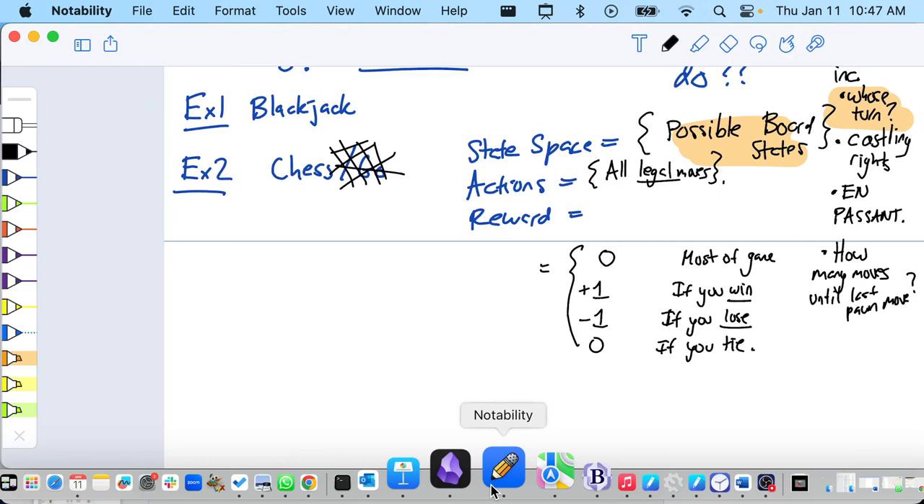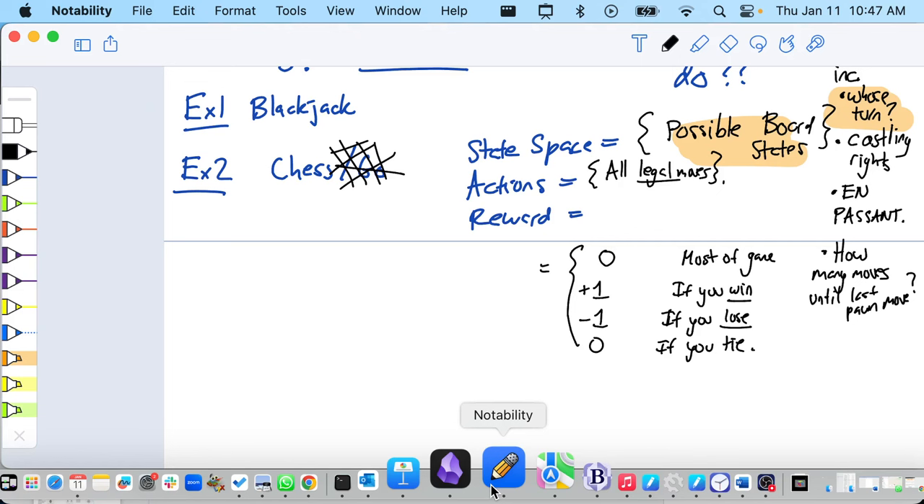But until this AlphaGo stuff, nobody could beat the best humans at Go. Go is harder for computers to play than chess, but the same exact algorithm, AlphaGo Zero, was used for chess and shogi, which is a type of Japanese chess. The same algorithm works on all three and comes up with superhuman performance in all three, with this setup of having a state space, actions, and a reward.